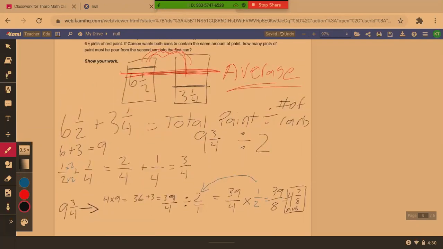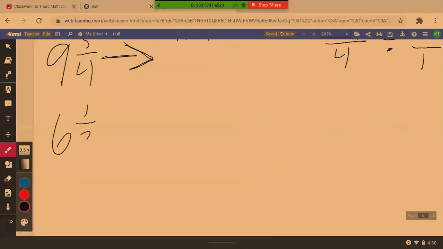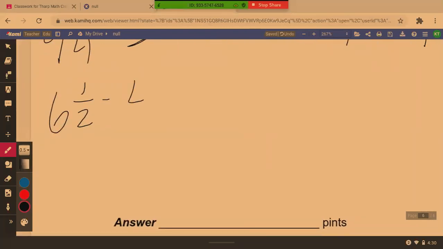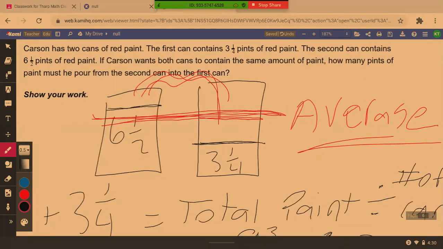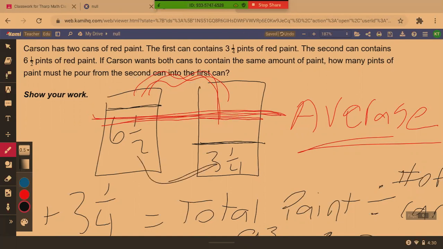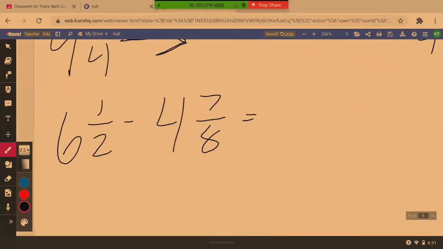So we are going to subtract 6 1/2 minus 4 and 7 over 8. And that is going to tell us how much he took from this can and put into the 3 1/4 can. That is going to tell us the difference between the 6 1/2 and the average. How much paint did he pour from this can into that can to make them both have the average? So let's focus on the whole numbers first.